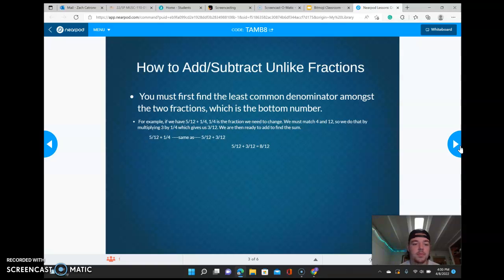So for example, we have 5 out of 12 plus 1 out of 4. 1 out of 4 is the fraction we need to change. So we can multiply right here 3 by 1 out of 4, which gives us 3 out of 12. We are then ready to find the sum of the question. So right here, this is what it starts out as, and after we multiply 1 out of 4 by 3, this is what it looks like. So this is a lot better looking fraction. This is what we want. So right down here is then how you add it, my bad. So 5 out of 12 plus 3 out of 12 equals 8 out of 12.